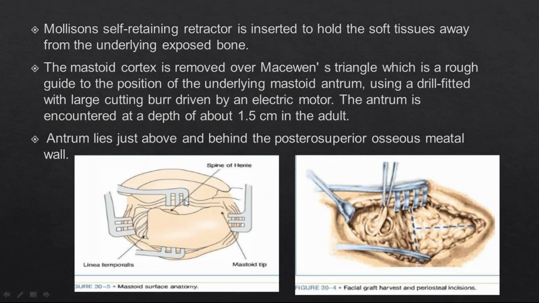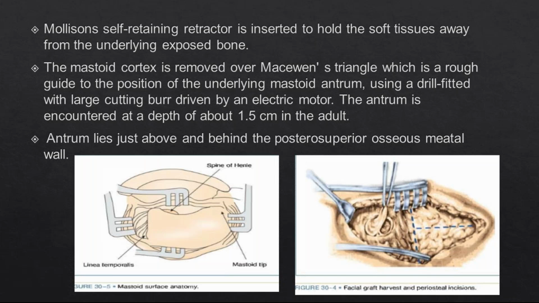And then it becomes roughly like this. This is the anterior end, this is the posterior end. And then once you elevate anteriorly, you will come across the spine of Henle, which is a very important surgical landmark, an important surgical landmark for the mastoid antrum.